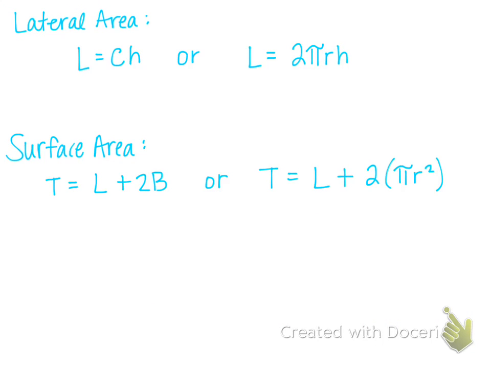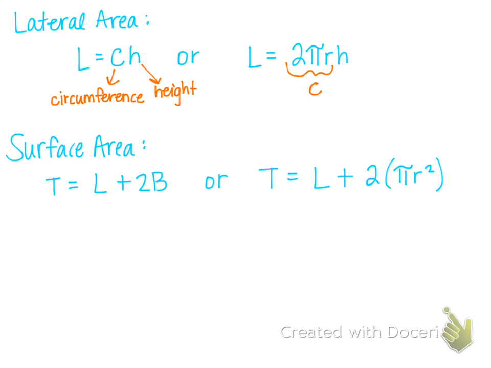So for a cylinder, the lateral area is C, which is the circumference, times the height. Or you can write it as 2 pi RH. This is just plugging in for C. You don't have to do that. You can use either one of these formulas, but you still have to know what circumference is.